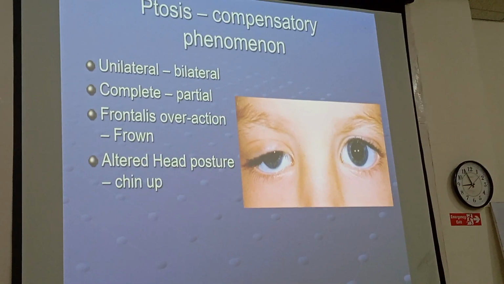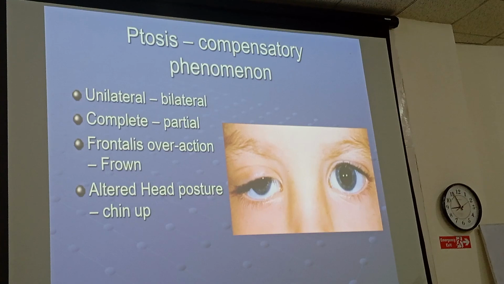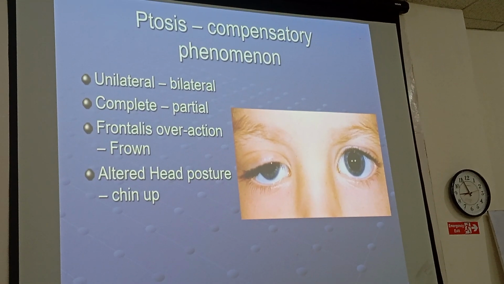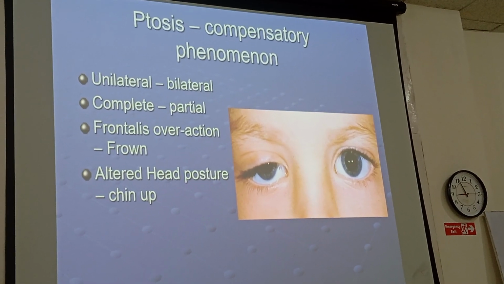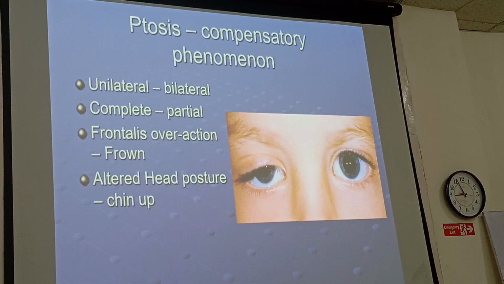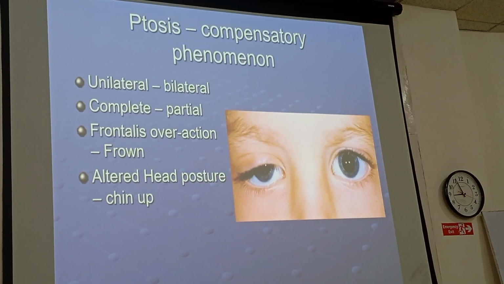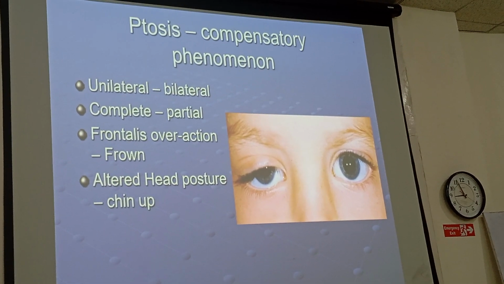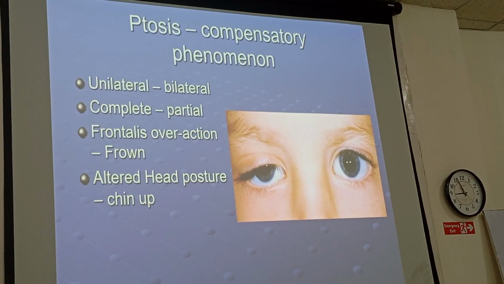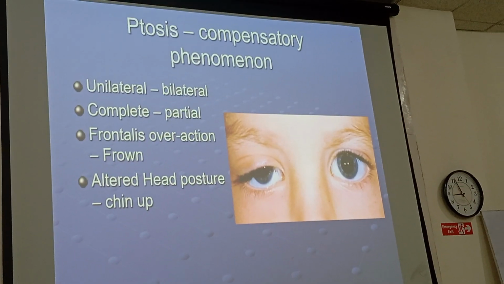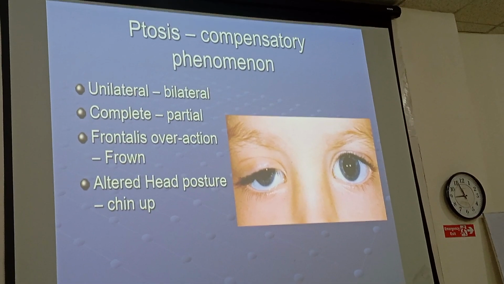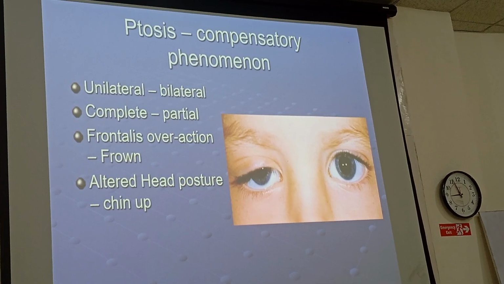For example, if there is congenital ptosis of both the upper eyelids or acquired ptosis, obviously the patient will have to see by moving his chin up like this. Is there an up chin posture? These are the obvious signs which direct you towards the diagnosis on general inspection.